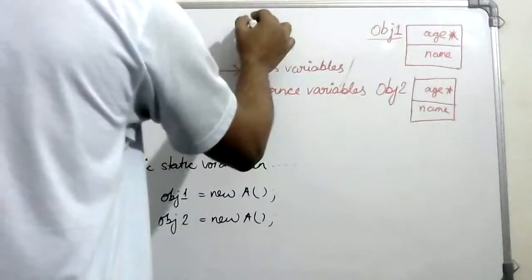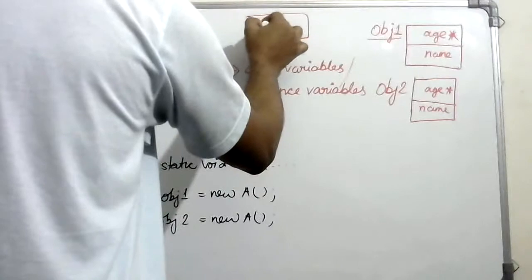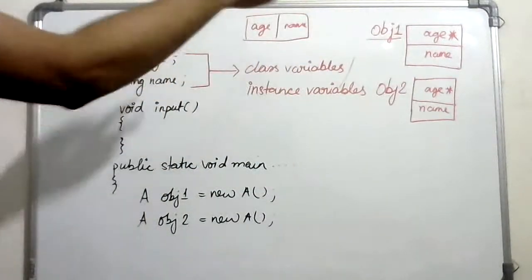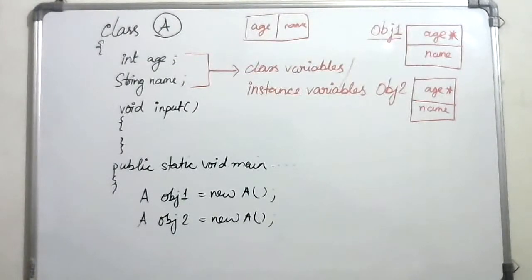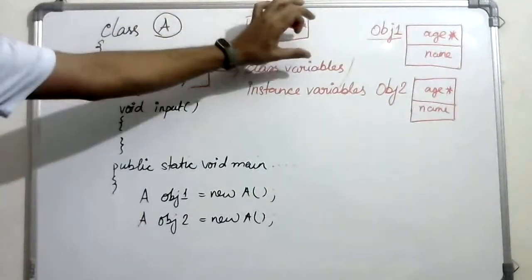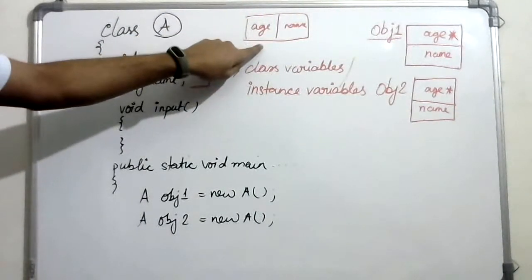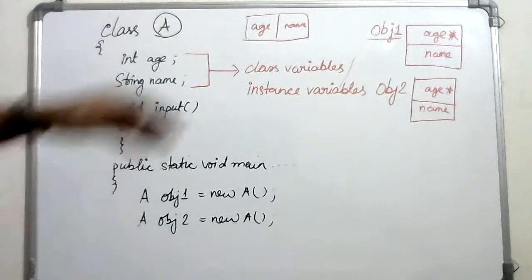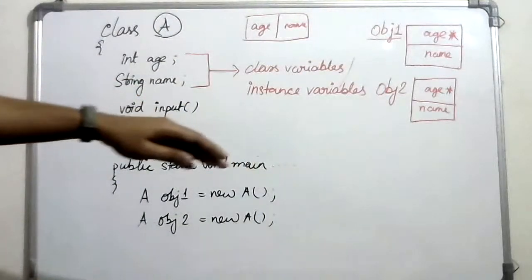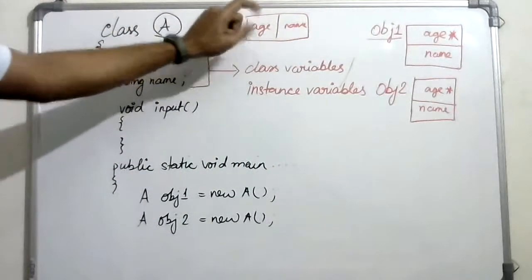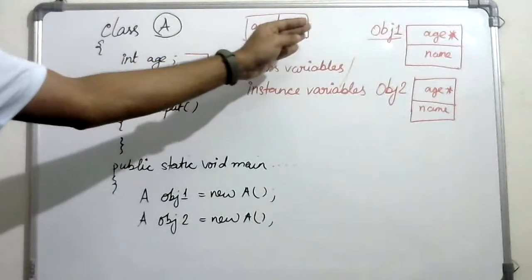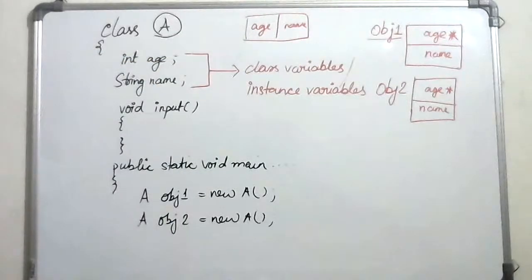It's not like there are just two memory spaces called age and name that are shared by all the objects. It's not like that. Every object creates a new block of memory where you have one part that will store the age and the other part that will store the name. So if you define 100 objects, there will be 100 such blocks, each with two parts. One part will store the age and the other part will store the name of that particular object.